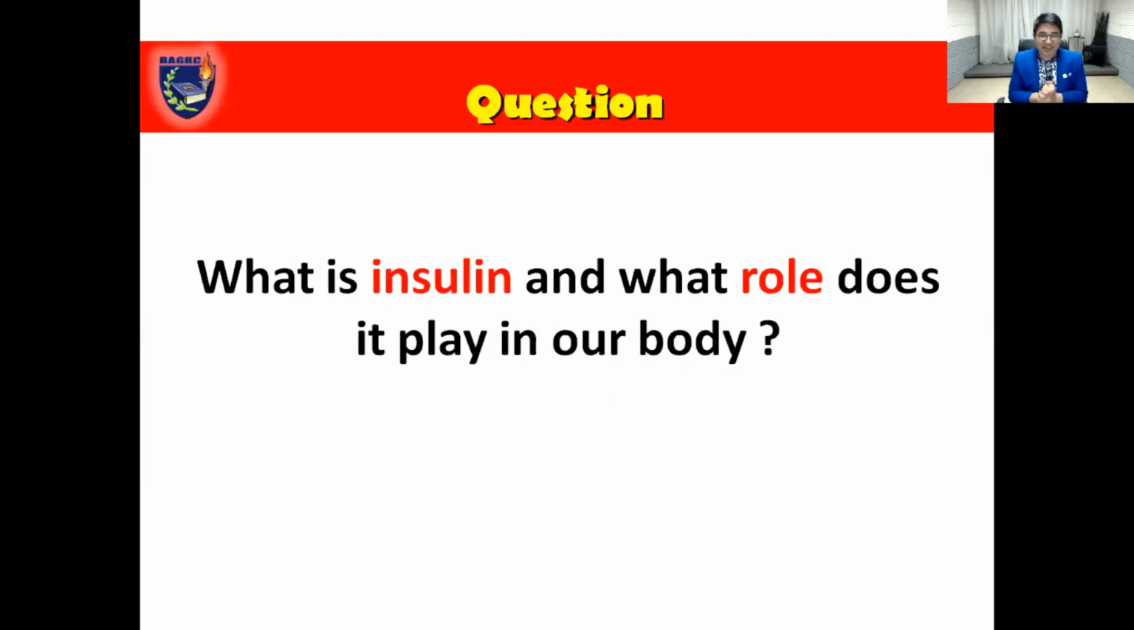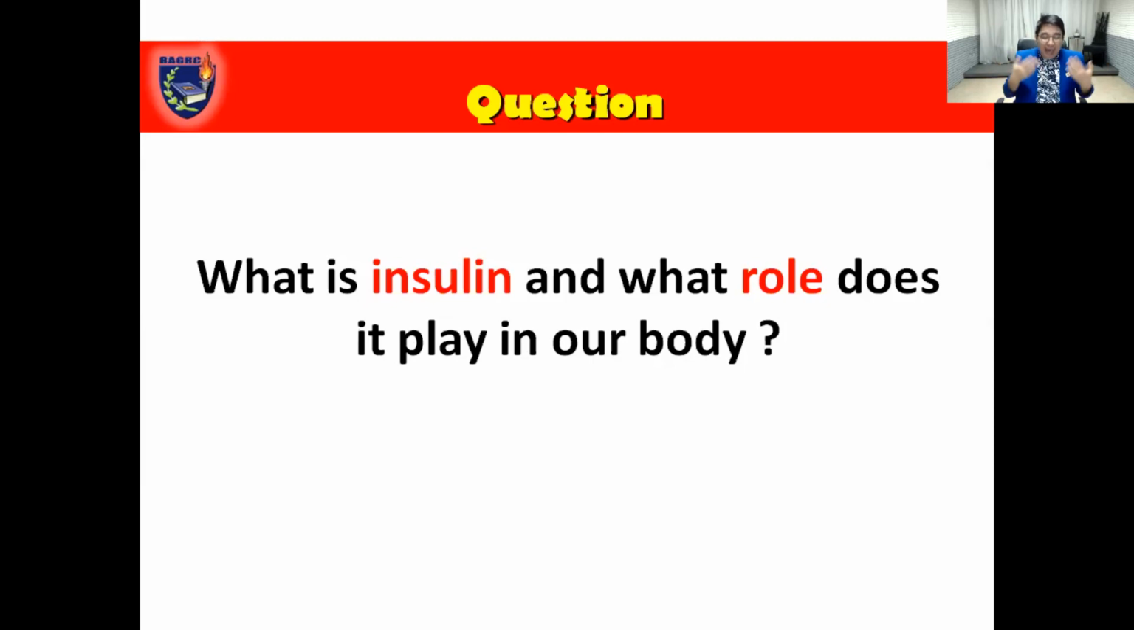So let me begin our discussion with this question. What is insulin and what role does it play in our body? Now, I'd like to answer that question before we proceed. Insulin is actually a hormone produced by the beta cells in the pancreas. What role does it play in our body? Insulin is responsible for helping glucose enter the cells, such that it maintains the supply of glucose to the body cells, which will in turn use it as body fuel for production of energy.